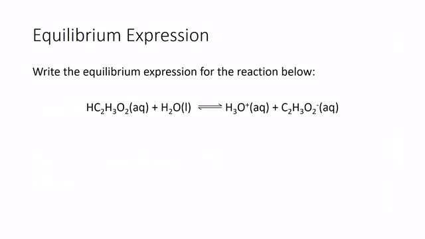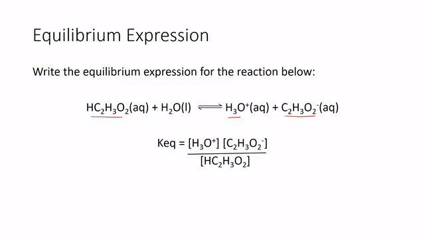Now, because acetic acid will form an equilibrium, we can write an equilibrium expression. Why don't you pause the video for a moment and see if you can write the equilibrium expression for this reaction. All right, we start by writing down our K_eq, and we put down our products, hydronium and acetate, with their concentrations multiplied together, divided by the concentration of the acetic acid.